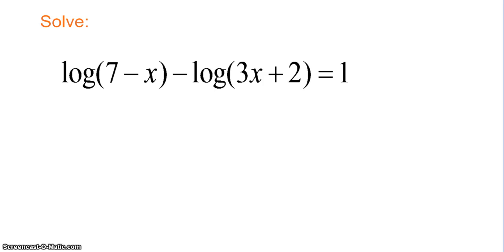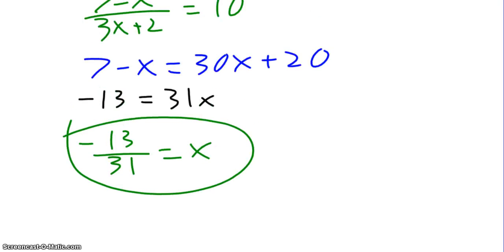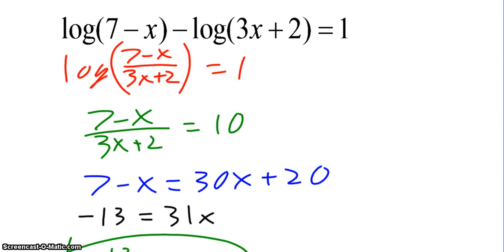Last one, log of 7 minus x minus log of 3x plus 2 equals 1. Solve this. Pause the video, unpause when you're ready to check your work. Alright, so we should end up with x equals negative 13 over 31. How do we get to that?